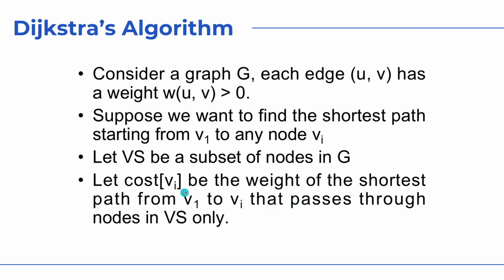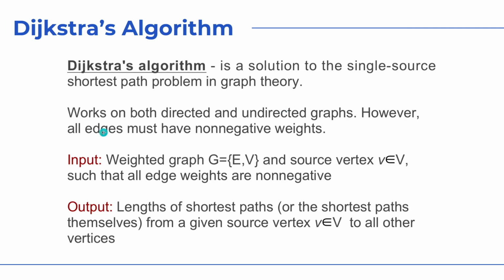So let cost of vi be the weight of the shortest path from the start vertex v1 to the vertex vi. In this case we are finding the cost along a path, and this path passes through the nodes in this set vs only. As I said, Dijkstra's algorithm is meant to give a solution to the single source shortest path problem. It was already used in graph theory, and now we use the same here, and this algorithm can work for both directed and undirected graphs, but all of them should have weights, and those weights should be non-negative.